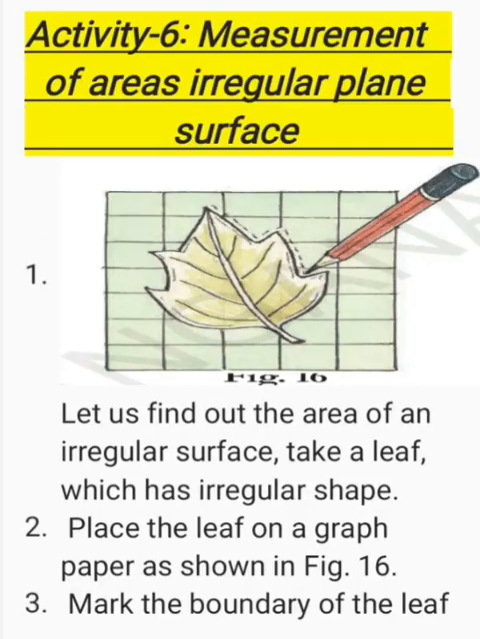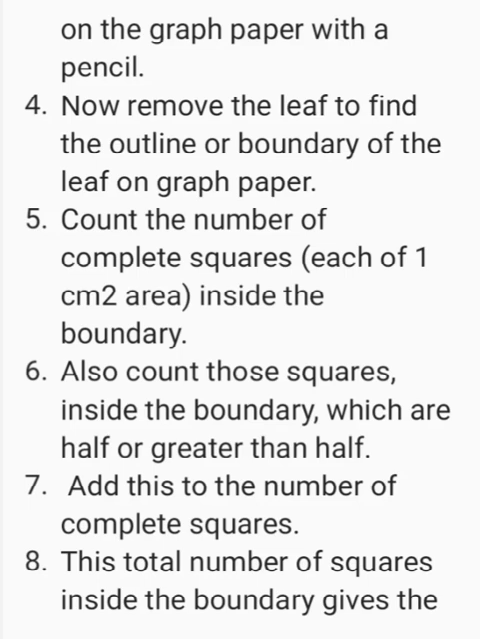Activity 7. Measurement of area of an irregular plane surface. Let us find out the area of an irregular surface. Take a leaf, which has an irregular shape. Place the leaf on a graph paper as shown in figure 16. Mark the boundary of the leaf on the graph paper with a pencil. Now remove the leaf to find the outline or boundary of the leaf on the graph paper.